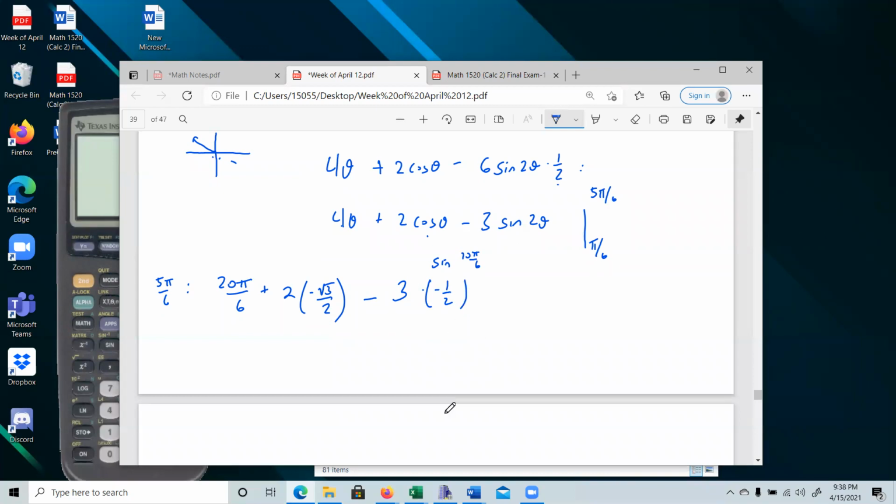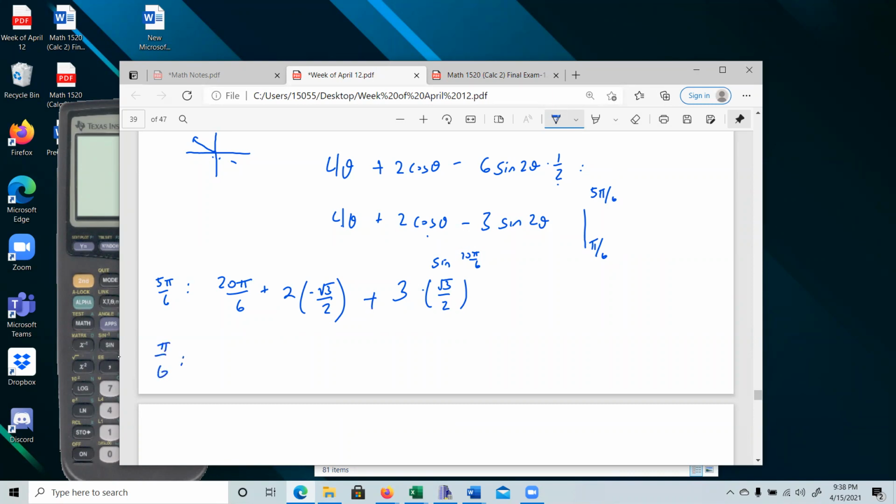So that's going to be a negative 1/2. No, it isn't, because this cancels. So it's a pi over 3. And sine of pi over 3 is also square root of 3 over 2. And let's go ahead and account for the negative because it's in quadrant 4.